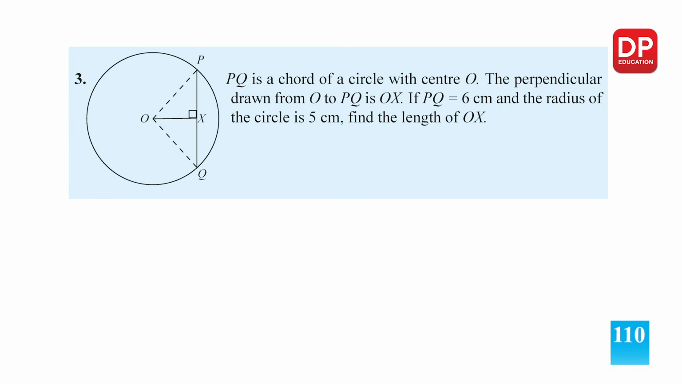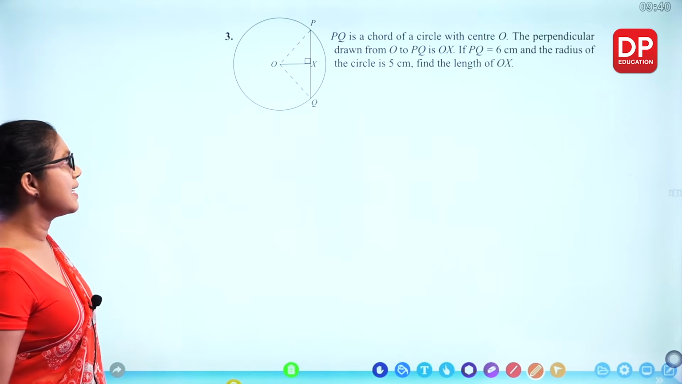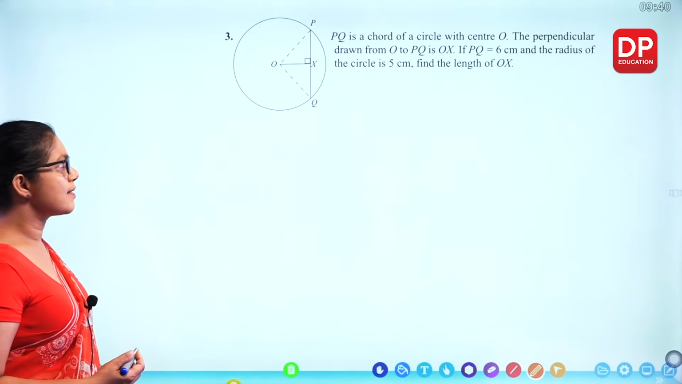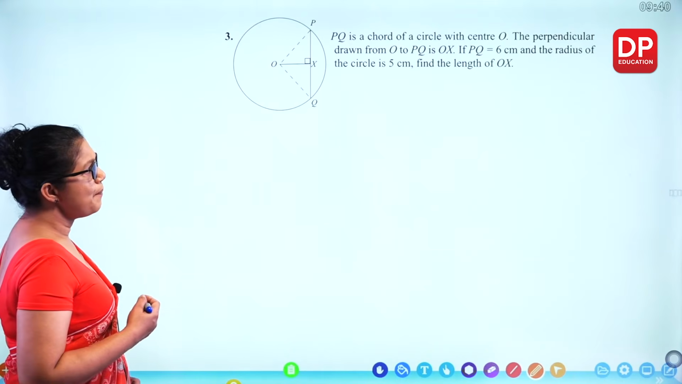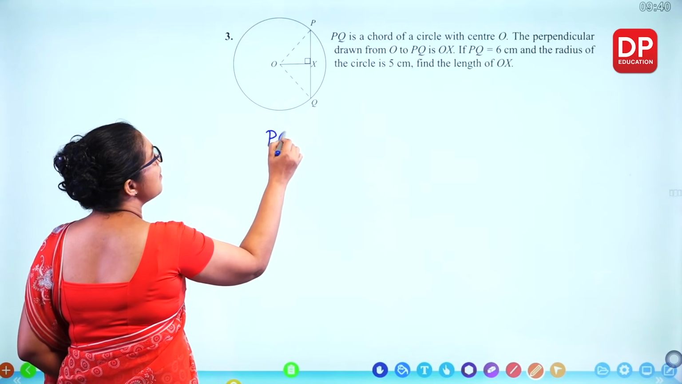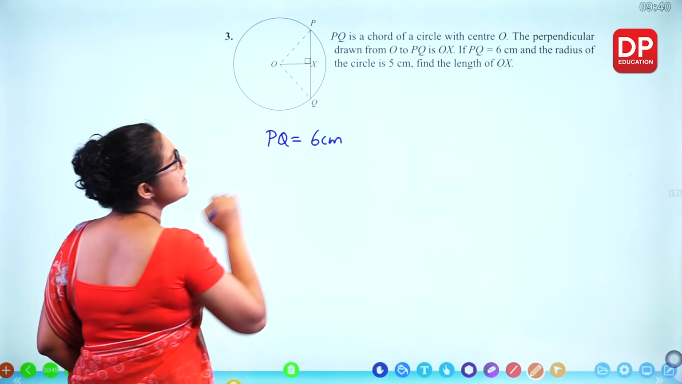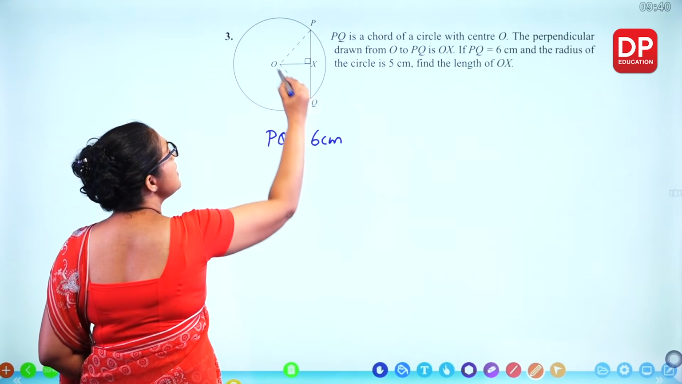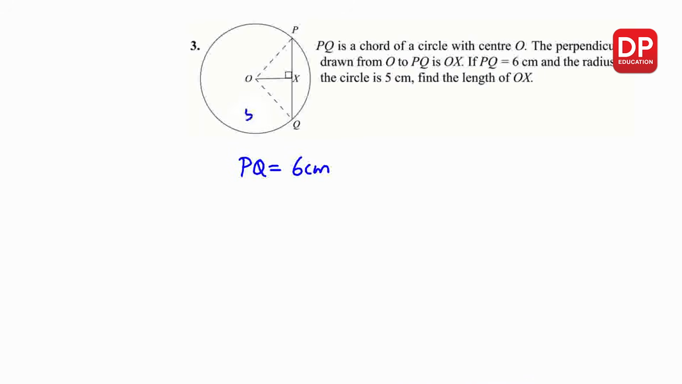Now we'll look at third question. So it says PQ is a chord of a circle with center O. The perpendicular drawn from O to PQ is OX, already given. And PQ is 6 centimeters. So here PQ is given 6 centimeters and the radius of the circle is 5 centimeters. So that means OQ or OP, this is 5 centimeter given. Find the length of OX. So you have to find out this length.